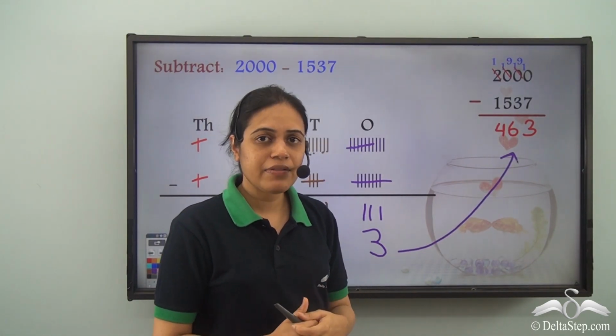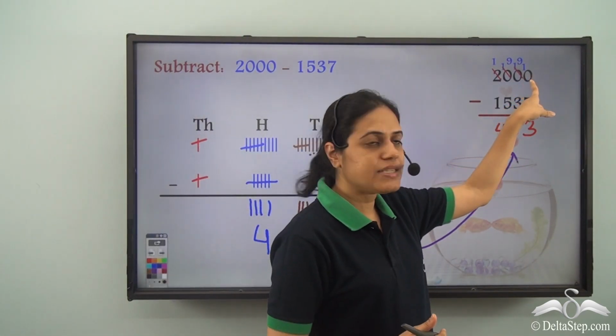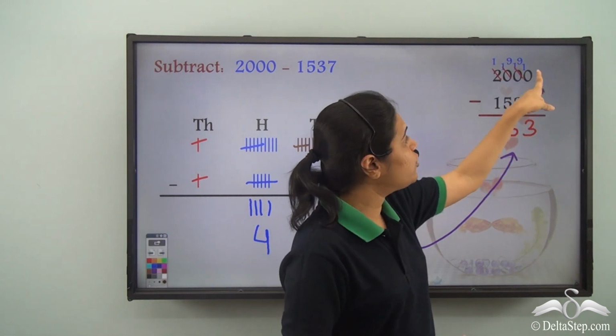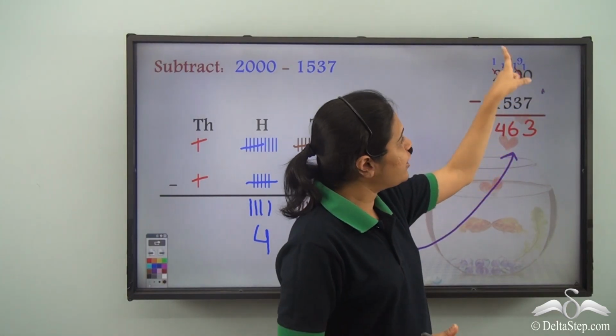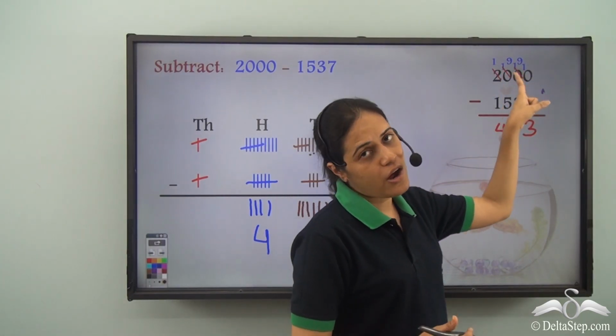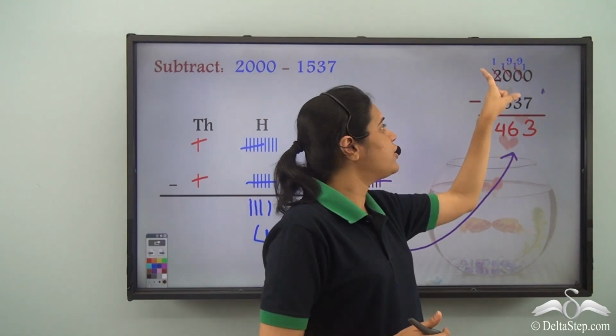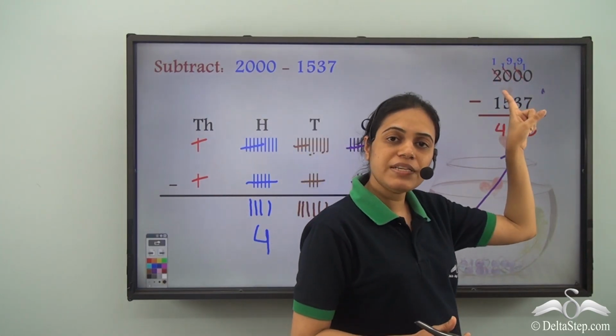So what exactly are we doing? The ones place is 0. So it will try to borrow from the tens place. Tens place is also 0. So it will try to borrow from the hundreds place. Now hundreds place is also 0. So it will try to borrow from the thousands place.